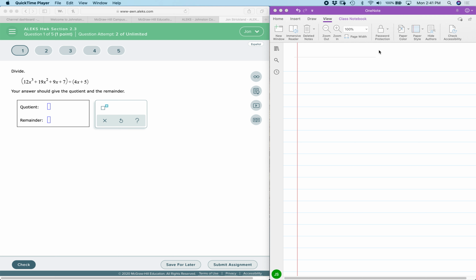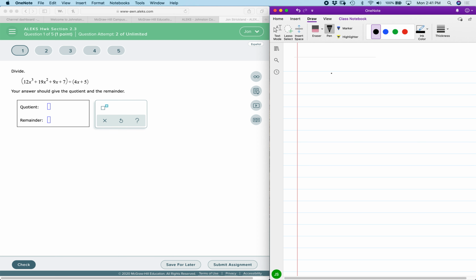Now, in terms of taking what we have here, we have 4x plus 5. This is going to be the divisor. And for the dividend, I have 12x cubed plus 19x squared plus 9x plus 7.